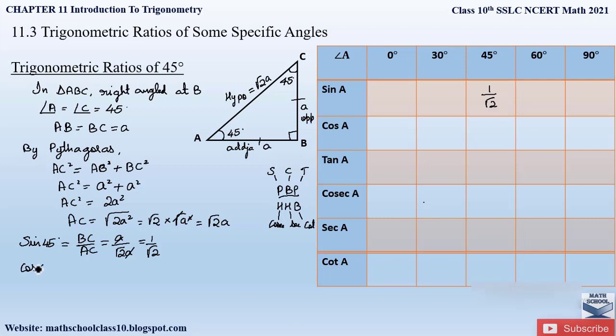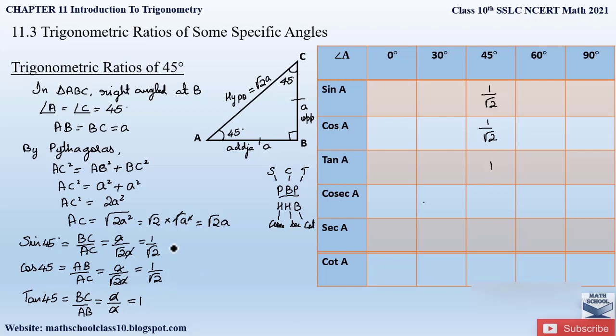Similarly, we will find out cos 45. The trigonometric ratio for cos is base by hypotenuse. So base here is AB by hypotenuse is AC. It is a by root 2a. Again a and a will get cancelled and cos 45 is 1 by root 2. Right? Similarly, let us find out tan 45. So the trigonometric ratio for tan is perpendicular by base. Here perpendicular value is BC by base is AB. So BC is a and AB is also a. a and a will get cancelled and we will be left with 1. So tan 45 is 1.